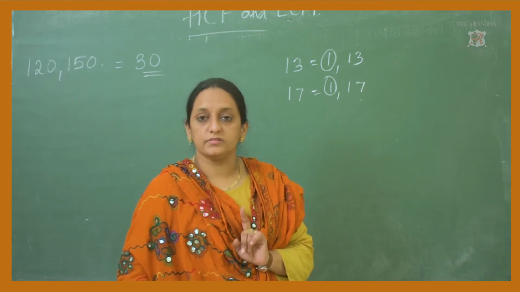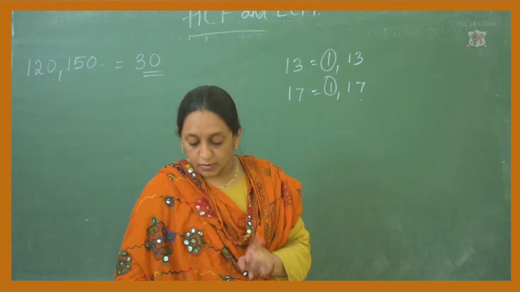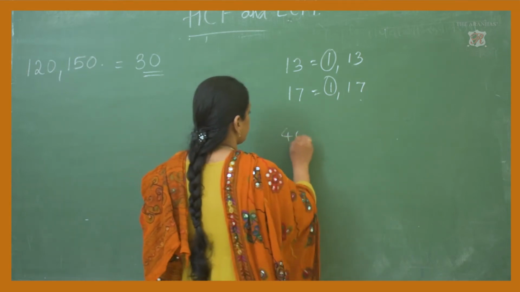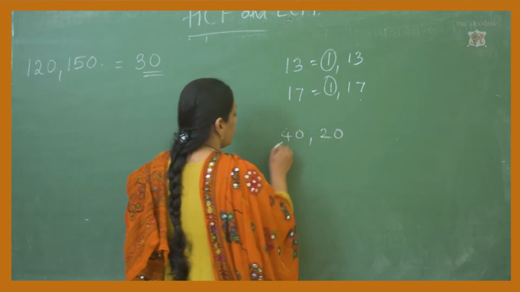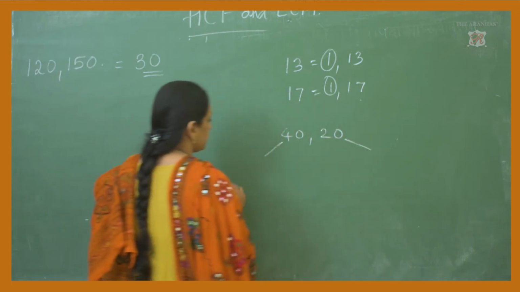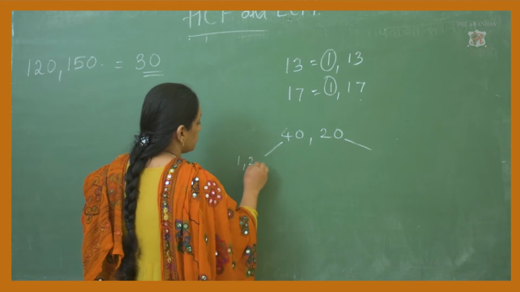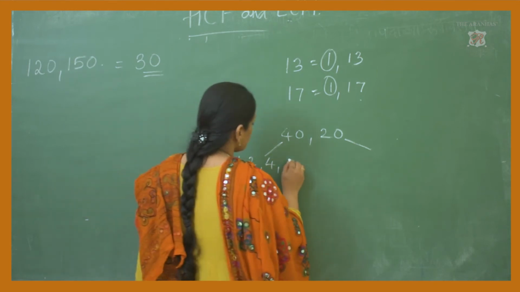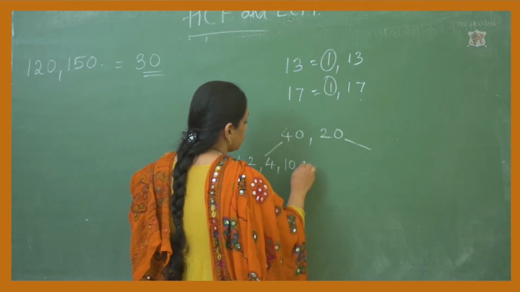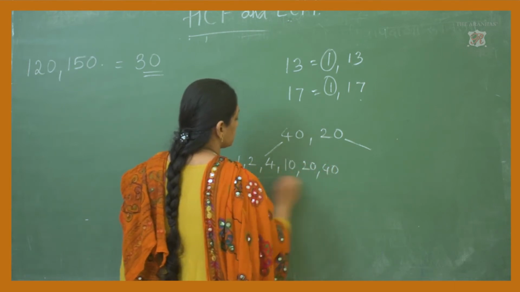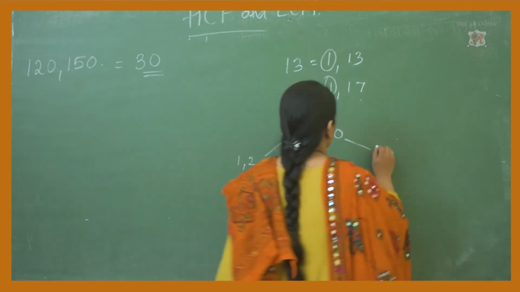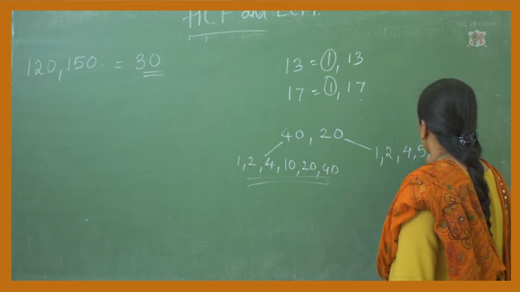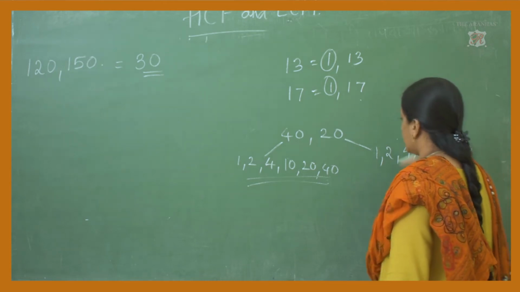In 29 and 20 maybe you will see that 1 is common. But 40 and 20, that is the third option. In the numbers 40 and 20, 40 comes in many tables, 20 comes in many tables. 40 comes in the 1, 2, 4 tables, then 10, 20, 40. 20 also comes in many tables: 1 table, 2 table, 4 table, 5 table, 10 table, 20 table.